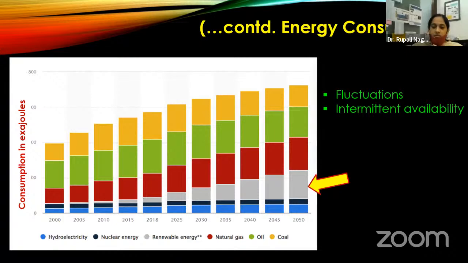Now, of course, when we talk about solar energy or wind energy, the main challenges about these two are the fluctuations and the intermittent availability of these sources. So therefore, they cannot be fully depended upon. This is something that one must keep in mind.